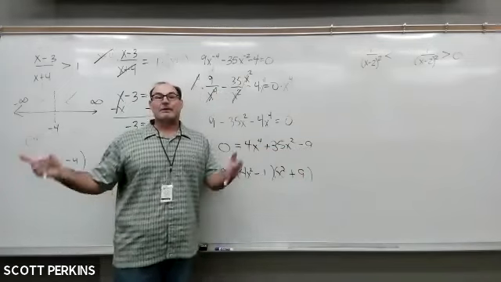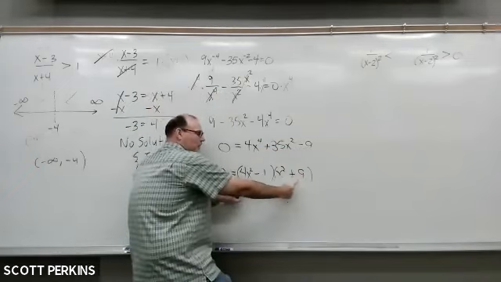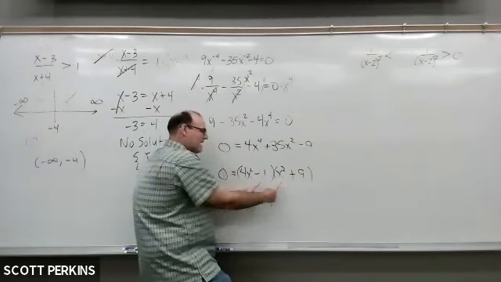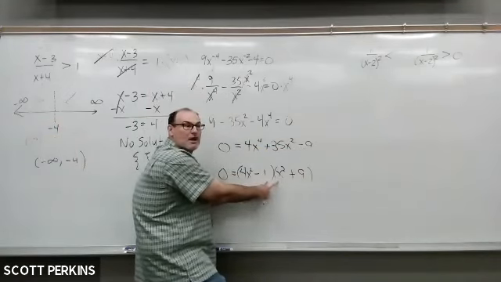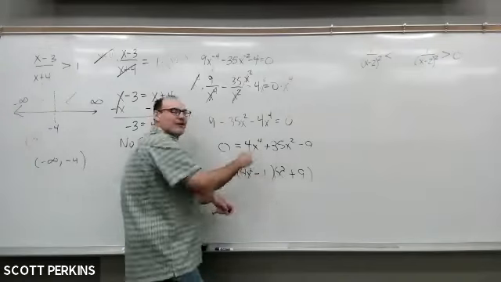How did I know that? You can check. My outers are plus 36x squared. My inners are minus 1x squared. 36 minus 1 is 35x squared.